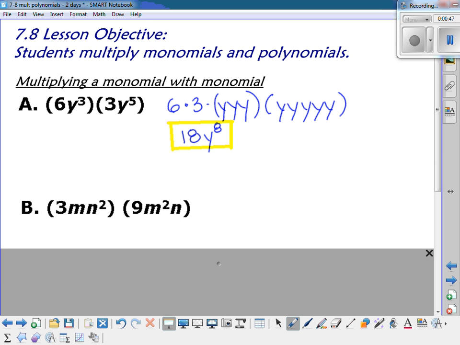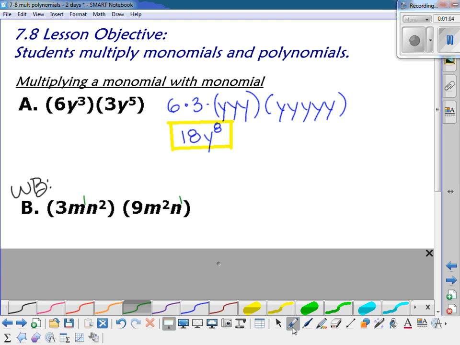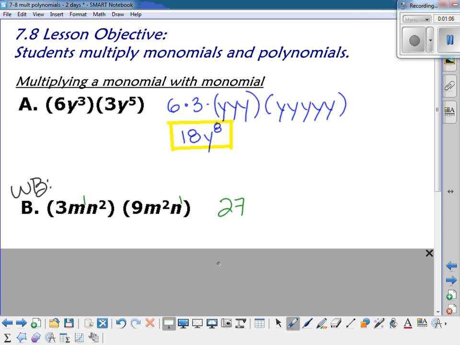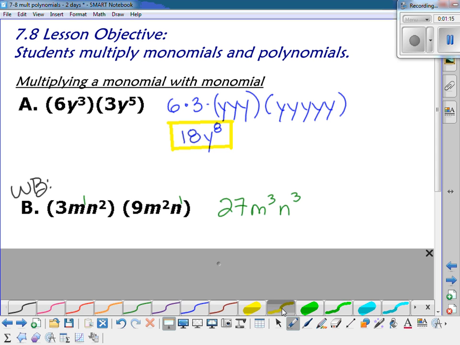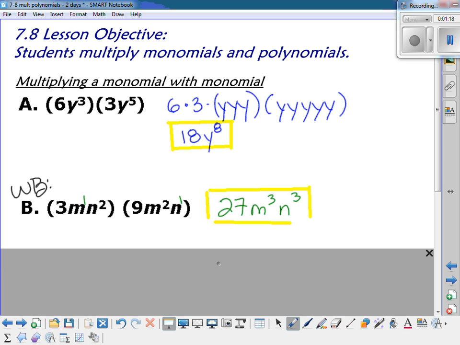So just to make sure, this one's for your whiteboards. Okay, so it looks like most of you are getting it. 3 times 9 was 27, and then you had an m to the first and an m squared, which gives you m cubed. N squared and n to the first gives you n cubed. Okay, so you guys know how to do those, right? We've been doing those. We're comfortable with those.